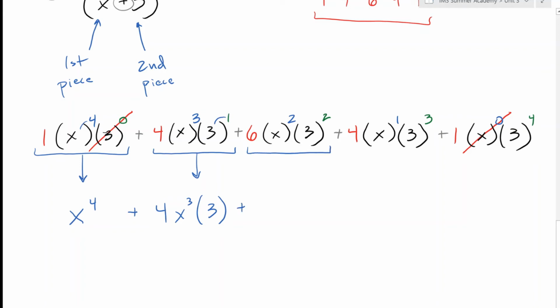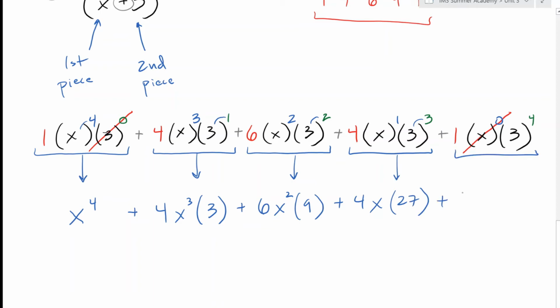Let's go third chunk. So we'll have the 6, x squared, times a 9. Plus fourth chunk, the 4, x to the 1, 3 times 3 times 3 is a 27. And then finally, plus my last chunk here, 1 times 3 to the 4th power, 3 times 3 times 3 times 3 is going to come out to a 81.